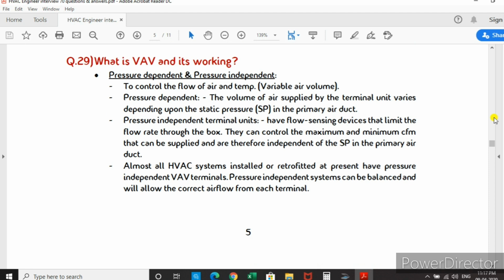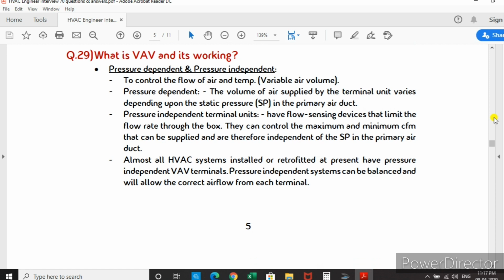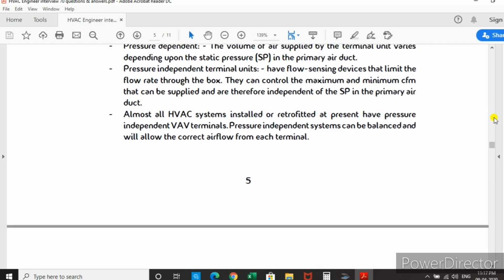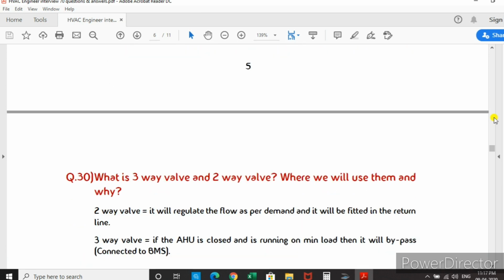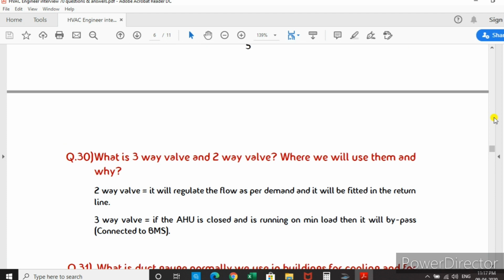Pressure independent terminal units have flow sensing devices that limit the flow rate through the box. They can control the maximum and minimum CFM that can be supplied and are therefore independent of the SP in the primary air duct. Almost all HVAC systems installed or retrofitted at present have pressure-independent VAV terminals. Pressure-independent systems can be balanced and will allow the correct airflow from each terminal.